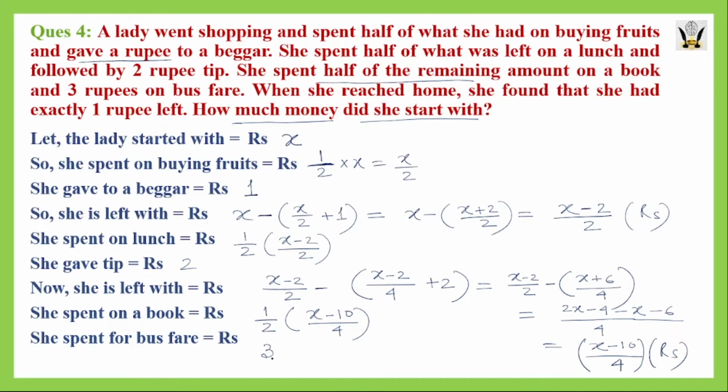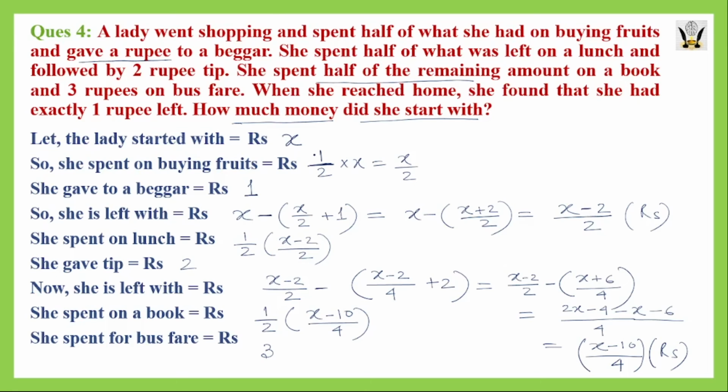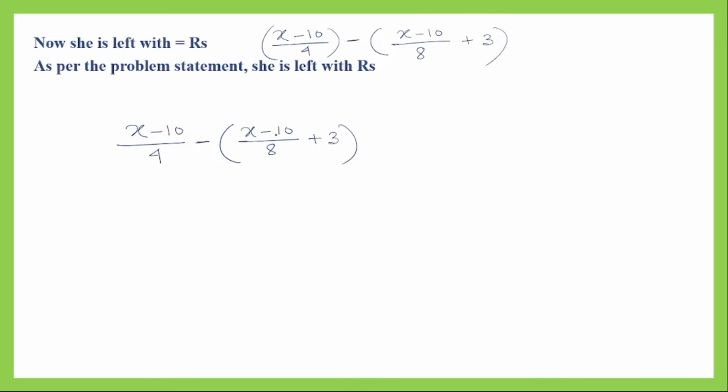So after that, how much will she be left with? So let's write here x minus 10 divided by 4, and from there she spent on the book and then bus fare. So this much will be the remaining amount. Now let's focus on the problem statement, what it is saying. After spending on the book and on bus fare, when she reached home, she found that she had exactly 1 rupee left. So this is the remaining amount that she will be left with after reaching home. And as per the problem statement, this amount is 1 rupee.